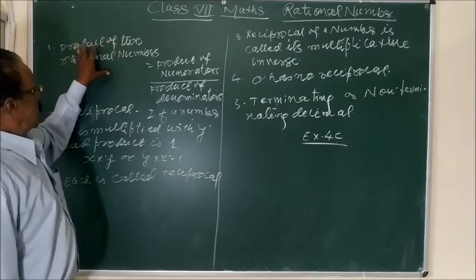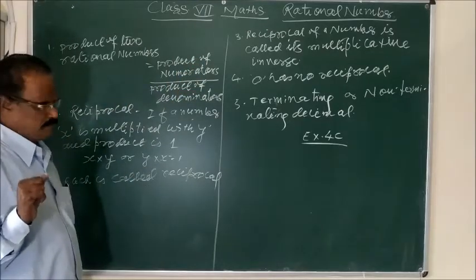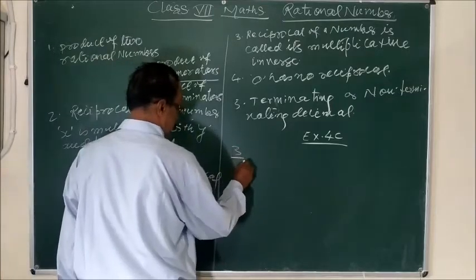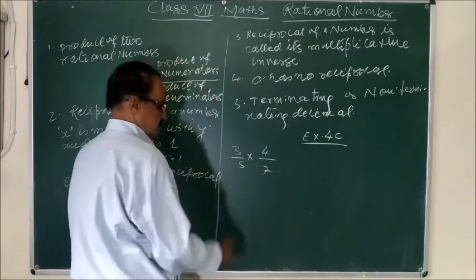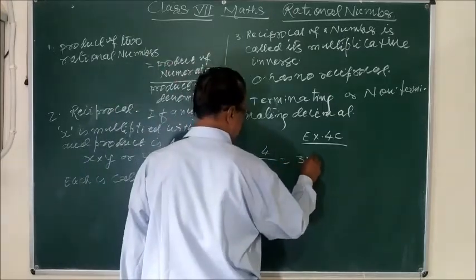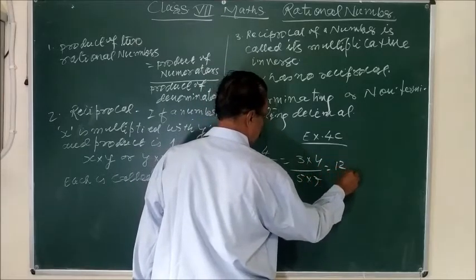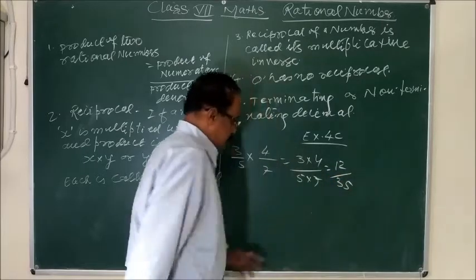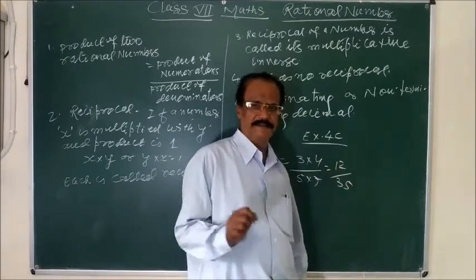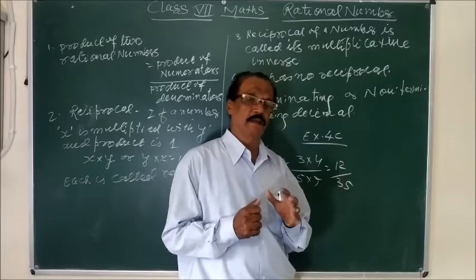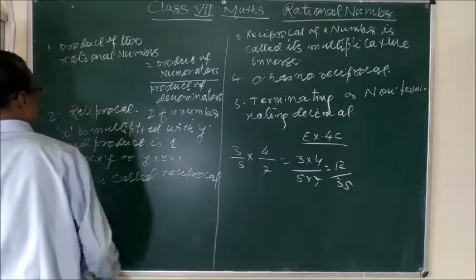Product of two rational numbers is equal to product of numerators and product of denominators. Suppose 3 by 5 and you have to multiply by 4 by 7. These two rational numbers, you multiply numerator into numerator and denominator into denominator, and you will get the product. And if the numerators and denominators can be cancelled, you will try to write in the lowest terms. So 12 by 35, this is the product of two rational numbers.